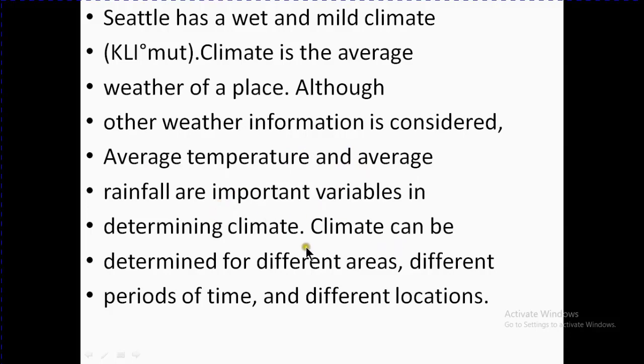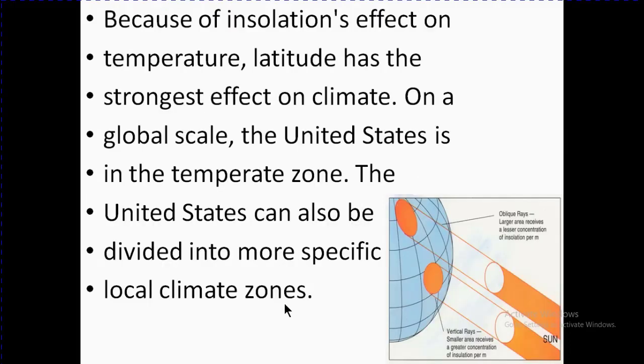Climate can be determined for different areas, different periods of time, and different locations. So climate doesn't tell you only about one specific area, it comes from different areas, and from different periods of time like daytime and night time, and different locations. Then you can find the whole climate of an area.